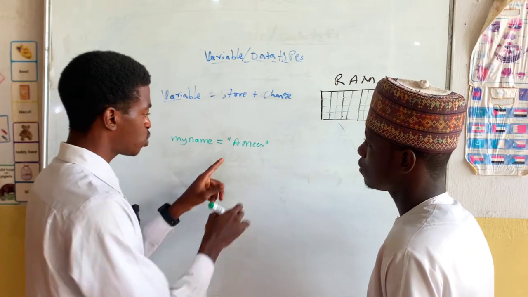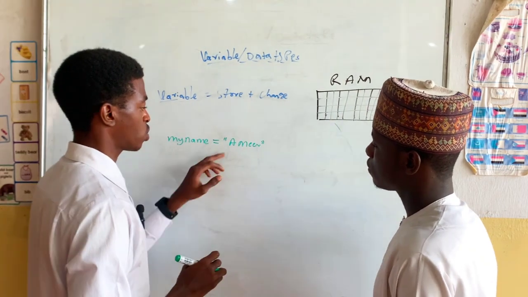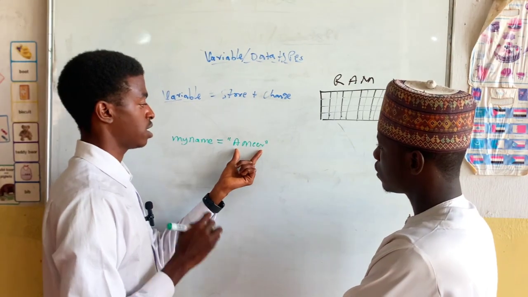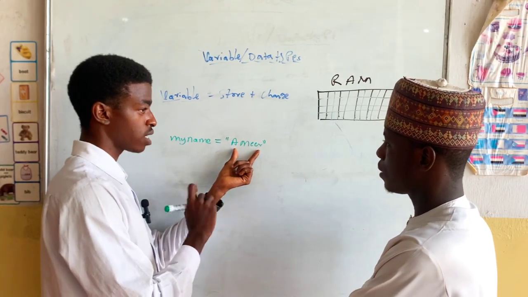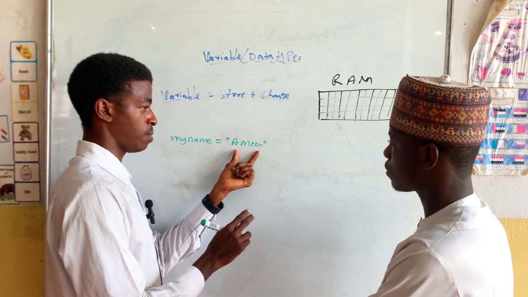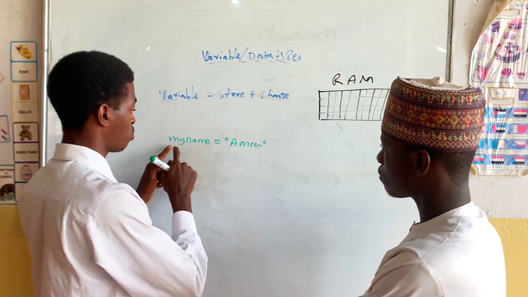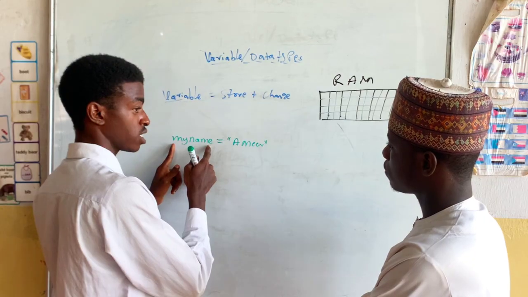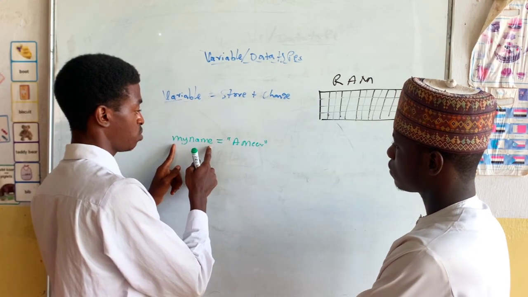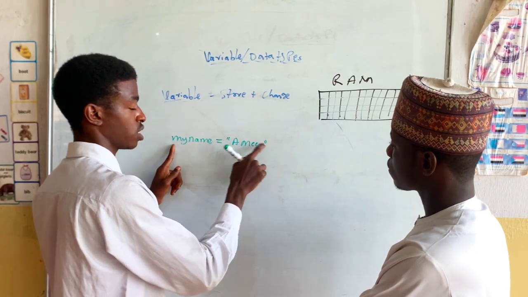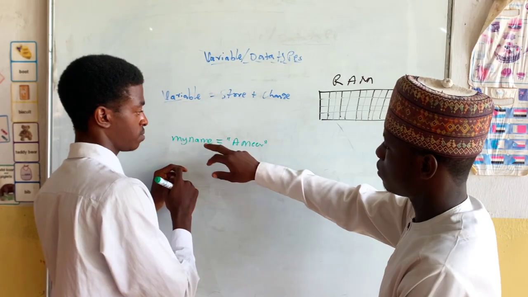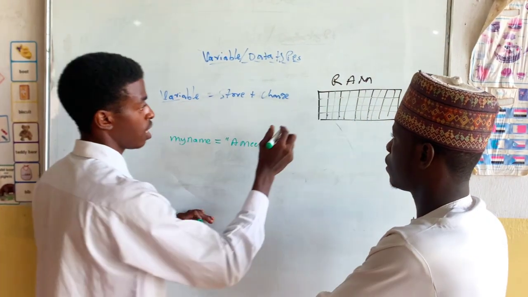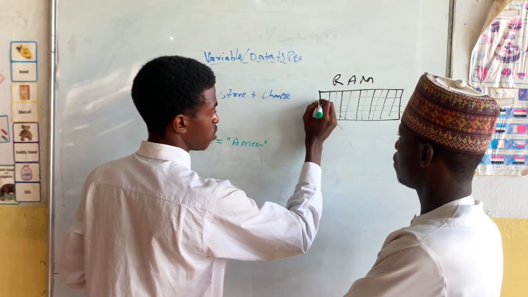The reason why I put your name inside this quotation is because it's called a string. We want the computer to look at this as a normal name, not a memory space, because the computer will look at this as a memory space if we did not put it inside the quotation. Okay. Now we set this inside a memory space. Now since we set my name, that means one of these spaces is going to be called my name.